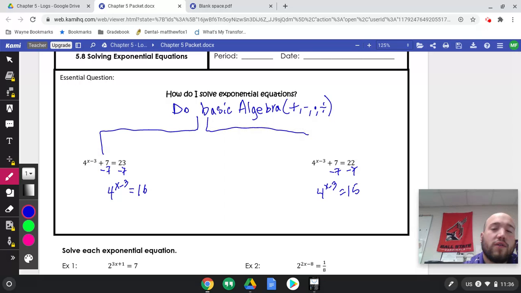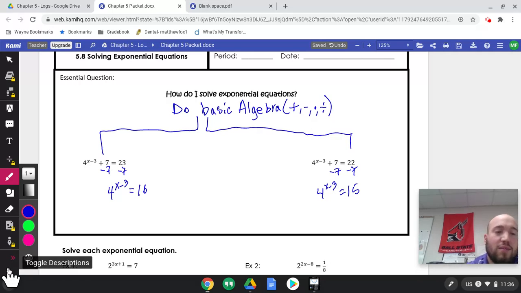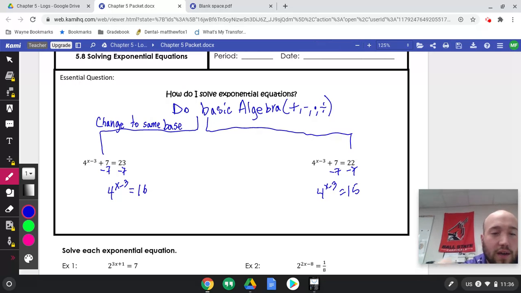The difference is on the left side, since we have a 4 as the base of our exponential, and this number is 16, we can get that to have the same base. So if you can, change to same base. The reason this is nice is it allows you not to really need a calculator. If you're able to do this, I think it can save you some time. So we have 4 to the x minus 3 equals 4 to the second.